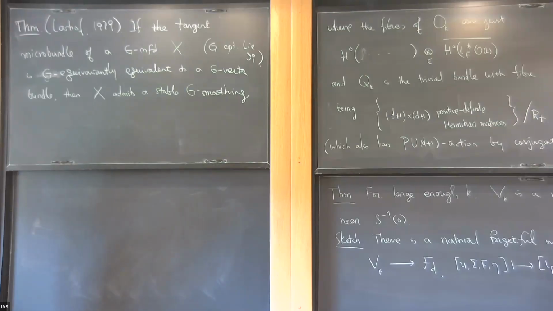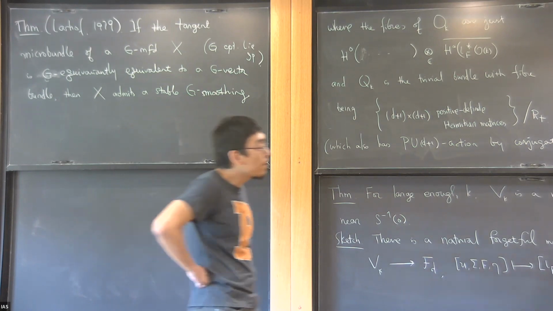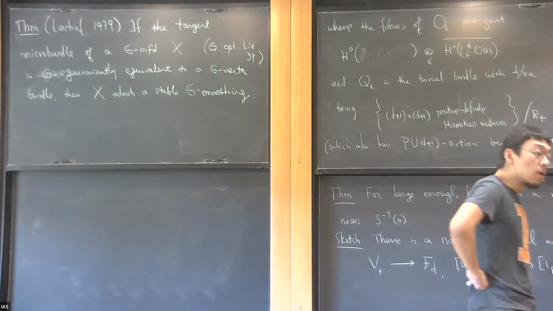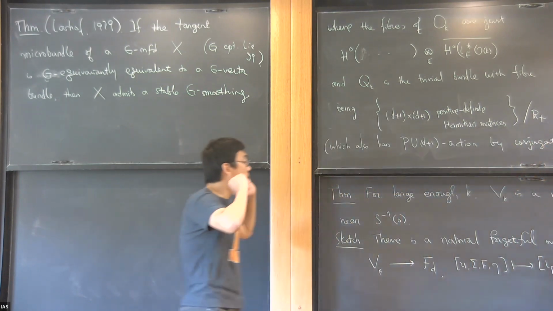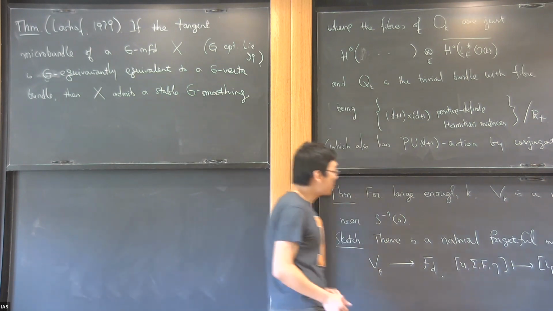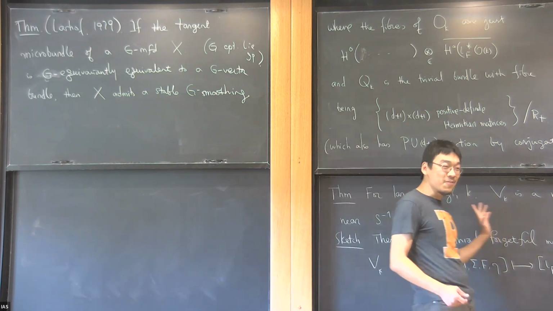So now, ask a question. Why do we need this exactly? Can you just back up and remind me why we need this? Because it's extremely hard to construct smooth structures on any moduli spaces.